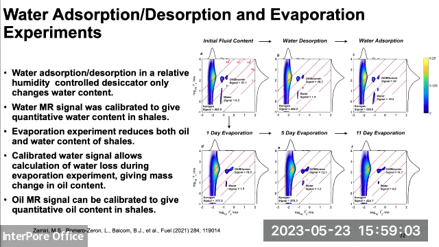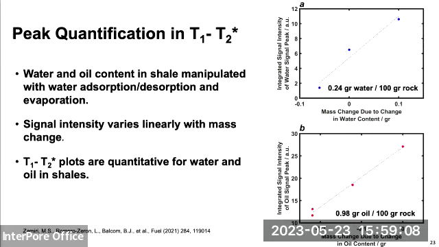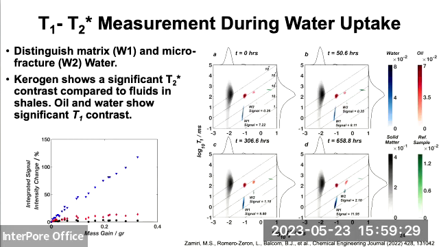Now, I'll prove to you the measurement is quantitative for water and oil content, because as we do this manipulation of fluids, we can plot the integrated signal as we make the change versus the mass change of the sample, and you see we get a straight line both for water and oil. So our assignments are correct, at least for this sample, and we have a quantitative measurement. Now, we can begin to think about making it a little bit more interesting.